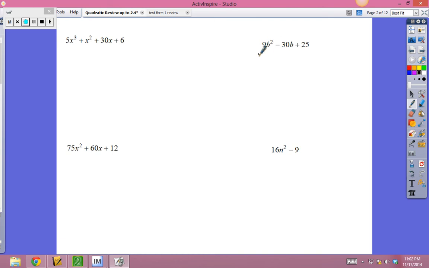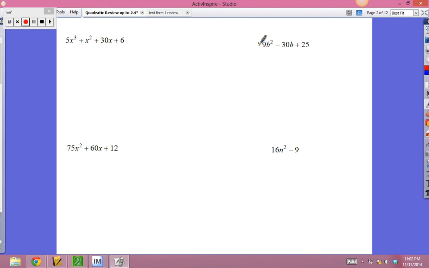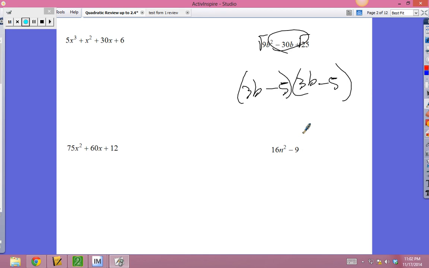Okay, these last three are special cases. I think these are your AA5. You need to recognize if it starts with the perfect square and ends with the perfect square, it's actually pretty easy. So 9b squared minus 30b plus 25. Take the square root of 9b squared, and that's 3b and 3b. Take the square root of 25, that's going to be a 5 and a 5. And then because your middle is a negative, it's going to be minus minus. And they get the negative 30 from this. 3b times negative 5 is negative 15b. Negative 5 times 3b is negative 15b. Negative 15b, negative 15b is negative 30b.